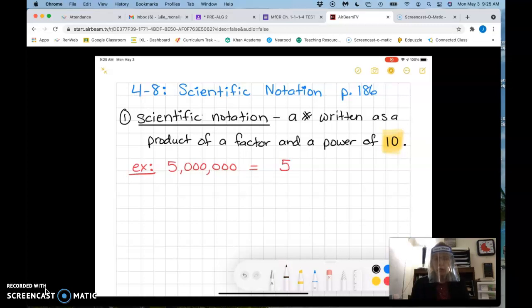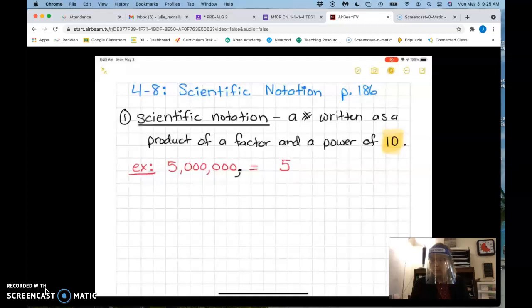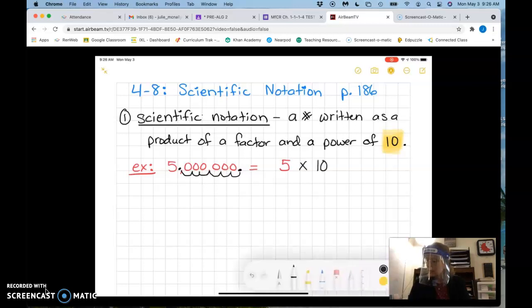Remember, we always have a decimal sitting right there at the end of our number, and so we can move that decimal right here after the 5 and make the number 5. And how many times we move the decimal is the exponent that we put on our 10. So this time I moved the decimal 6 places. And I know it's a positive exponent because it's a large number that I started with. 5 million is a large number. Anytime you have a big number, you're going to have a positive exponent, okay?